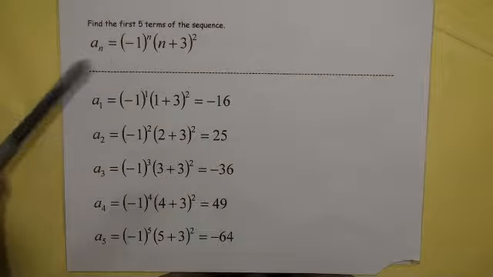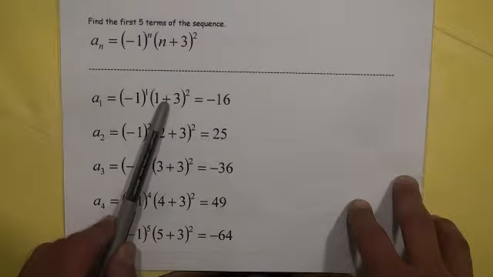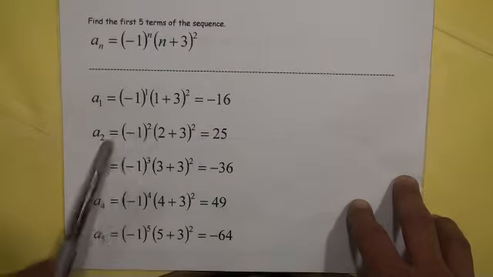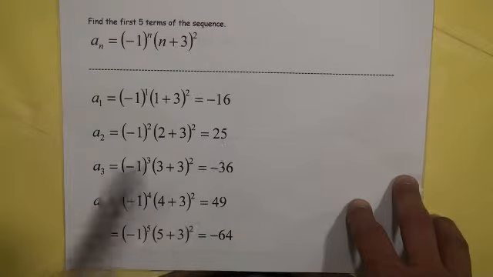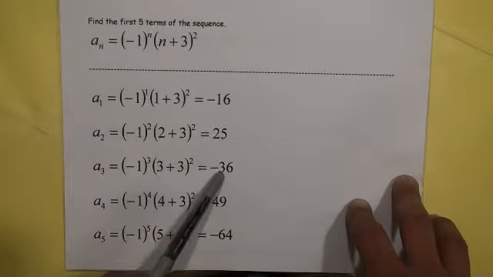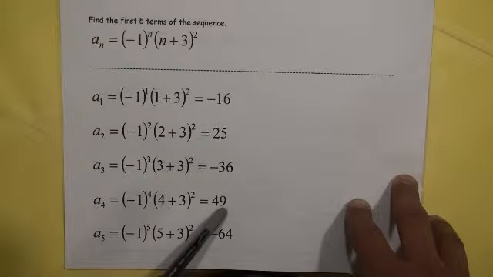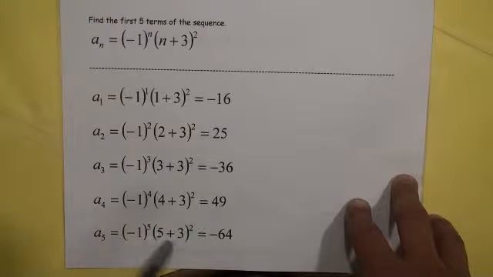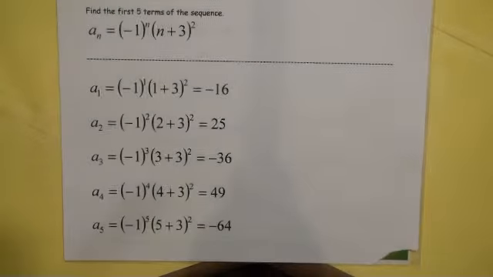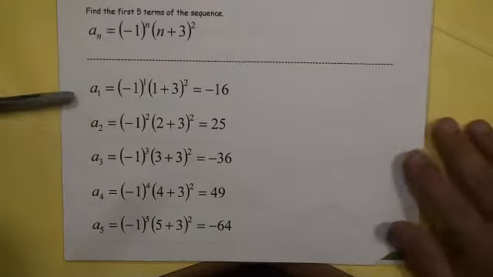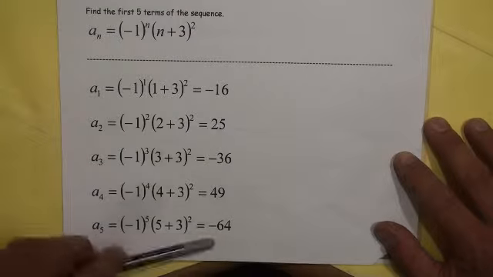So, a sub 1, you just throw a 1 in here, you'll have 4 squared, which is 16, times -1, -16. Then obviously the 2 makes this positive, so you'll have positive 25. Back to the odd number, -36. And then even, so 7 squared, 49. And then back to the odd, therefore -64. Now, in this sequence, the first, third, and fifth terms, the odd terms, are negatives.